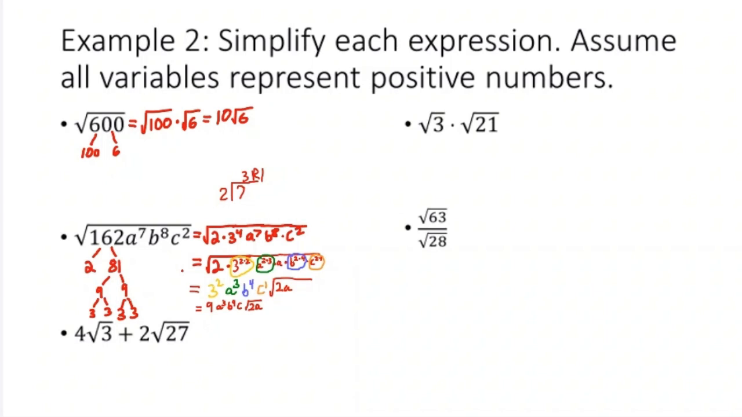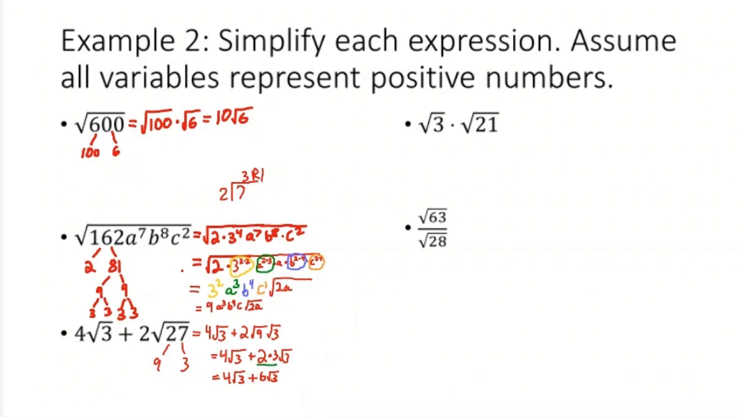3 is prime. We can't do anything to simplify the square root of 3. 27, thinking of our multiplication facts, is 9 times 3, and 9 is a perfect square. So we can write the square root of 27 as the square root of 9 times the square root of 3. The root of 9 is 3, and now we can multiply 2 and the 3 that are in front of the radical. After simplifying the square root of 27, 4 root 3 plus 2 root 27 equals 4 root 3 plus 6 root 3.